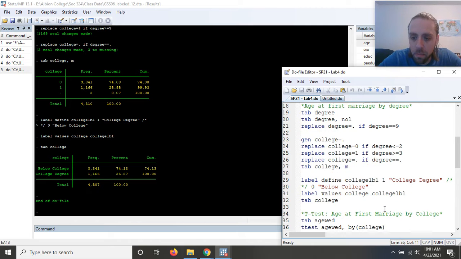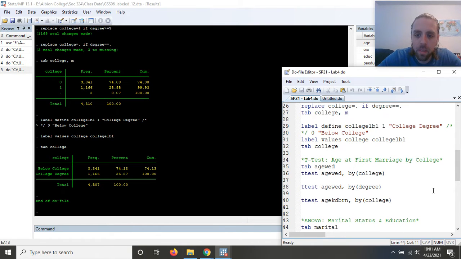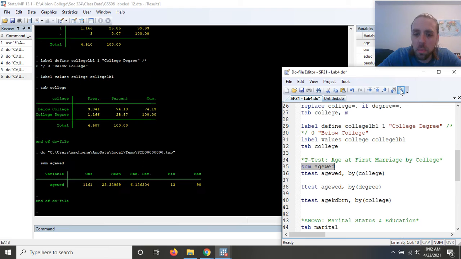Let's do a t-test with that. I'm going to run through a couple here, as well as a mistake that I want to show you to see what would happen. Let's do age wed. So I am going to tab age wed, and I can see, actually, you know what? Not tab. I want to summarize it. So this is age at first marriage.